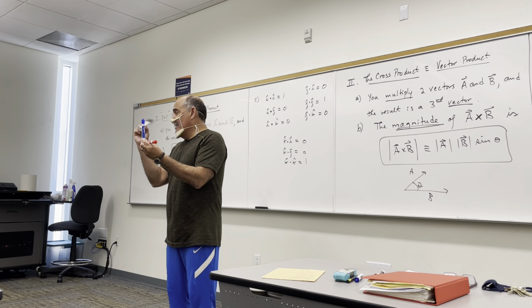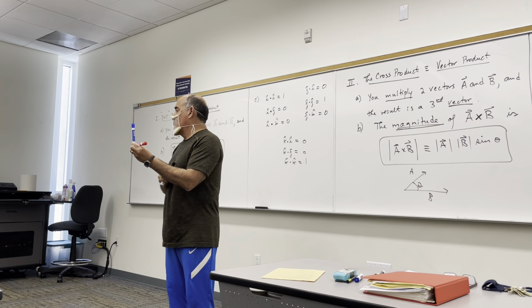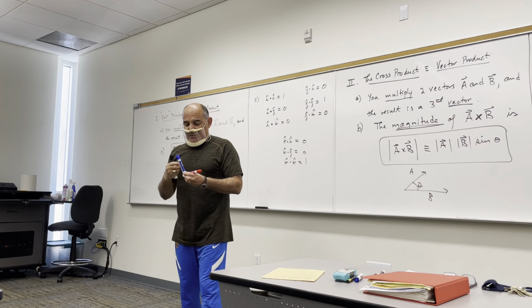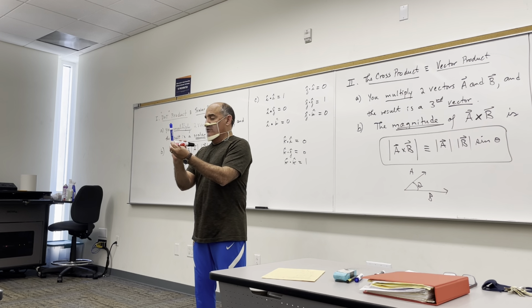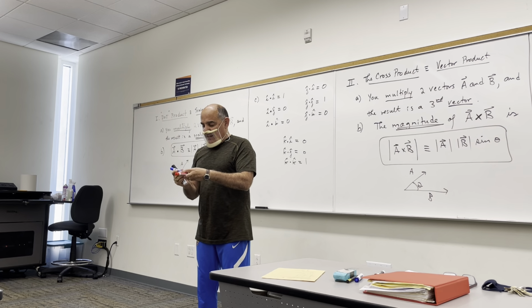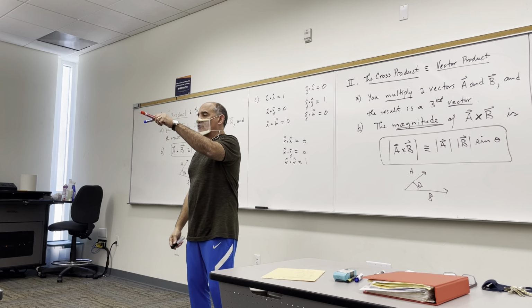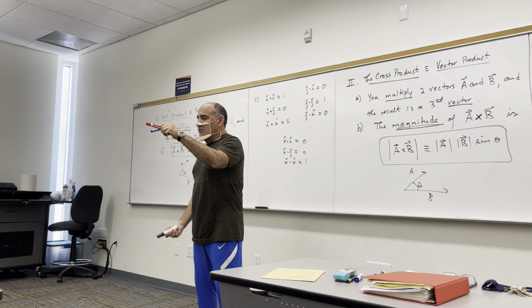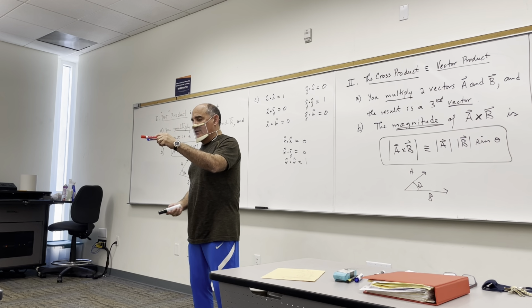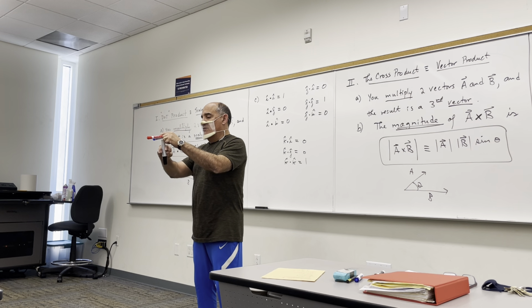Okay. The magnitude is going to be the magnitude of this times the magnitude of that times the sine of the angle between them. But the direction has to be perpendicular to both of them. So it's either that way or this way. If I have the two vectors that I calculate the cross product of like this, let's say red cross blue or blue cross red, the only two possible directions for the cross product of these two vectors is either up or down.